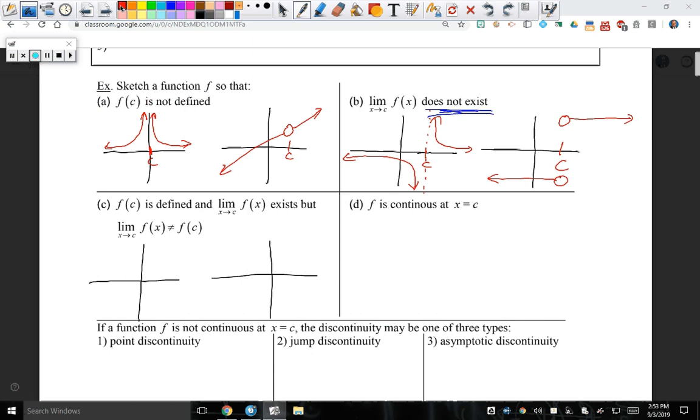Someone help him out. Point discontinuity. Point jump discontinuity. Like, well, if you have it, it goes like a straight line, right? Straight line with a hole in it, and then a point on top. Perfect. Okay, so here we go.